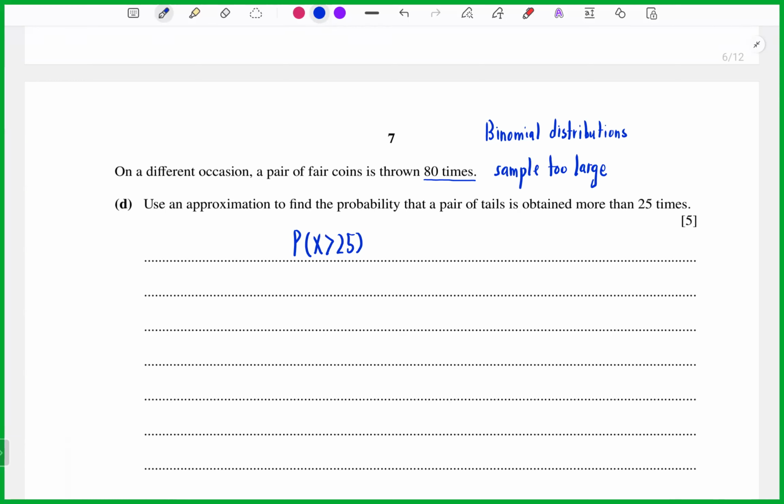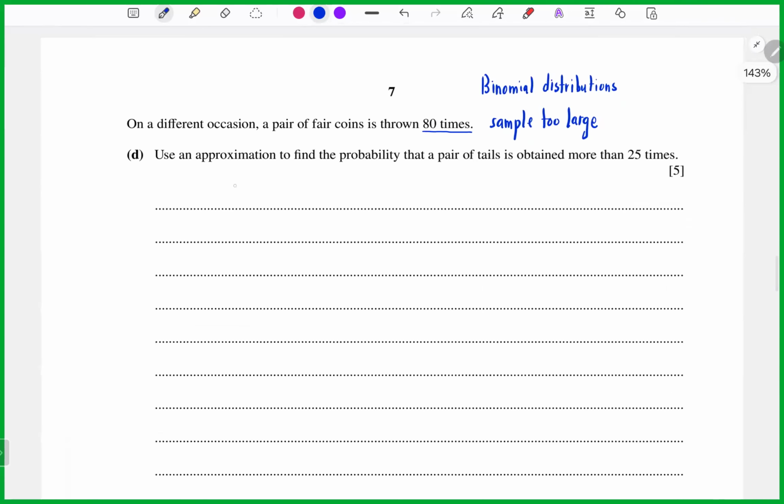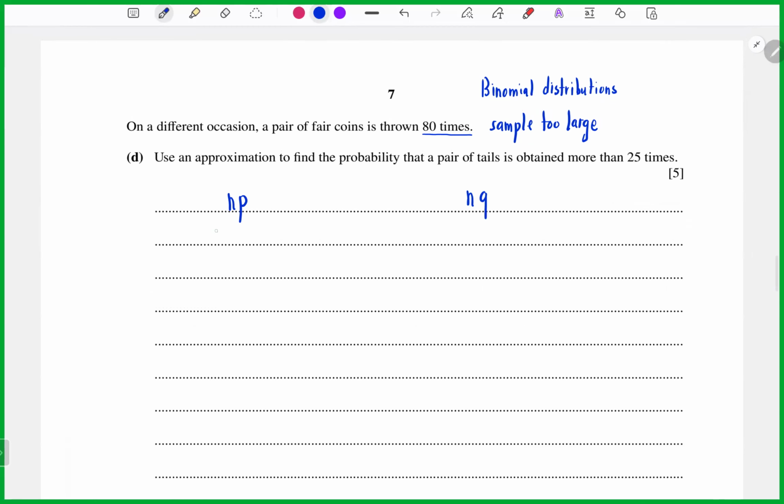Okay, so we need to apply the normal distribution approximation to the binomial distribution with continuity corrections. Let's start. The first condition we need to follow is that np and nq should be more than 5. So I can take here first 18 times 1 over 4, and 18 times 3 over 4.